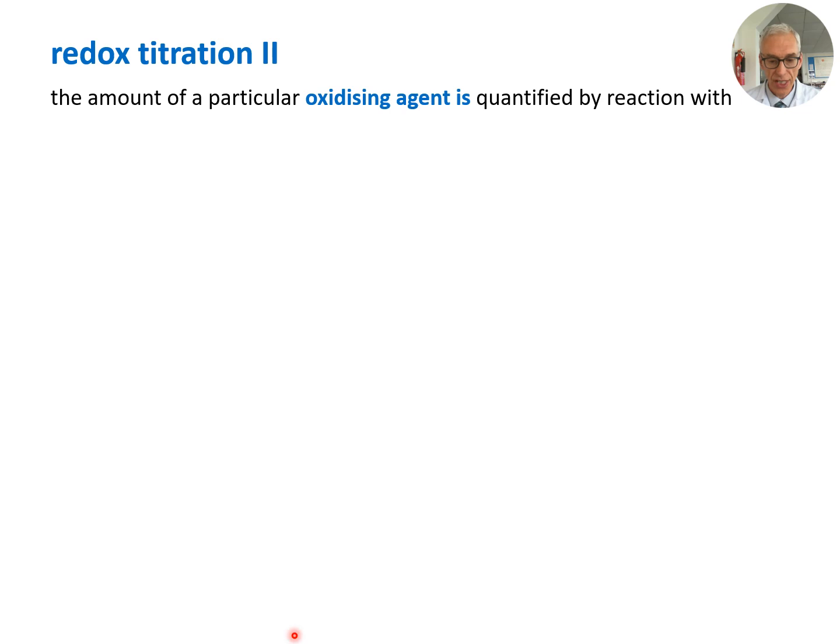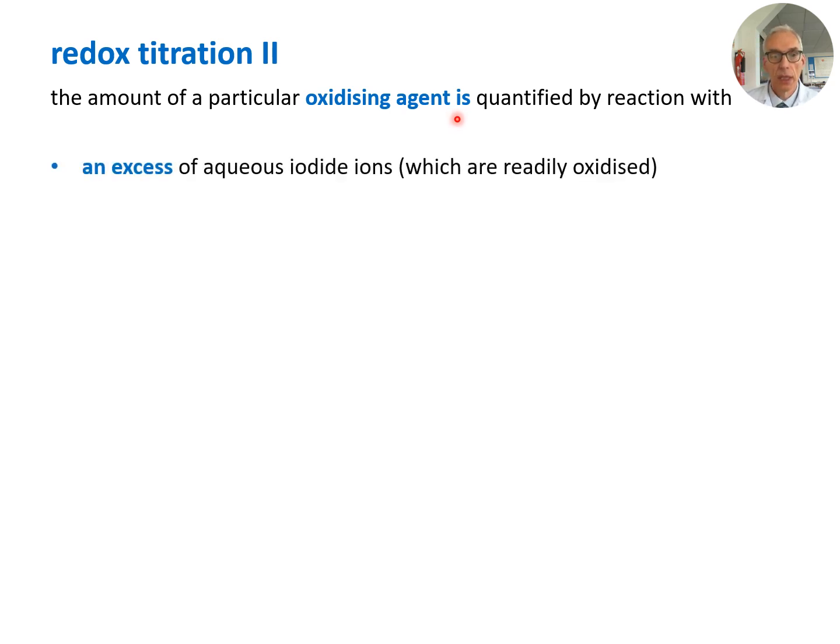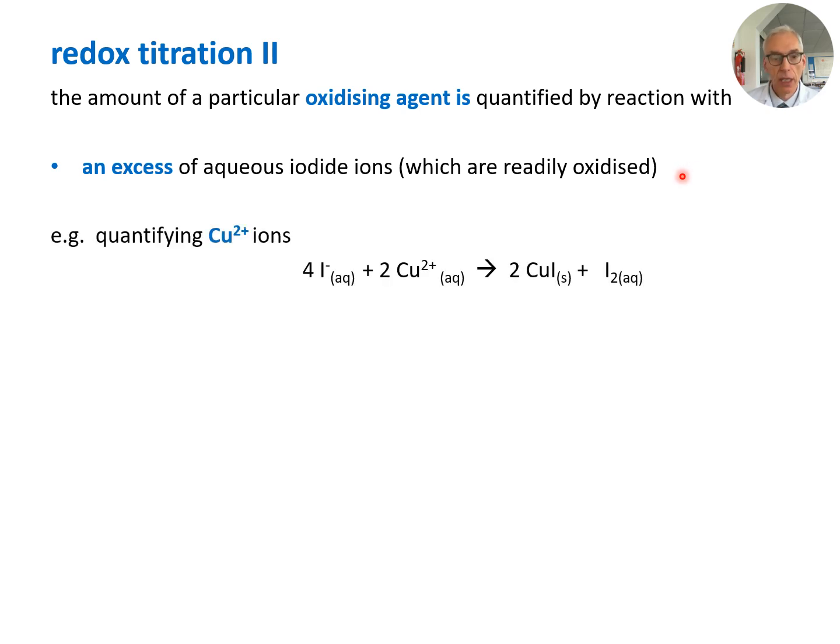So the second type of redox titration you should be familiar with is quantifying an oxidizing agent. So the method involves adding an excess of iodide ions to an oxidizing agent. Iodide ions are readily oxidized. For example, copper 2 plus ions are an oxidizing agent. Copper 2 plus goes to copper 1, but iodide is turned to iodine.